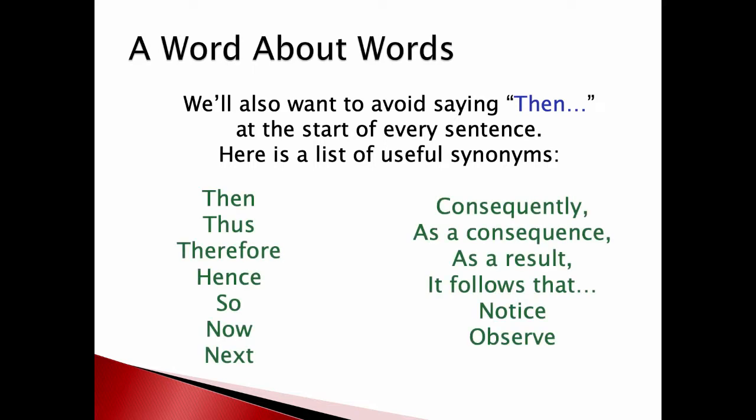So other words that mean the same as then help you write proofs that just sound better. Then, maybe thus, therefore, hence, so, now, next, and so on. I especially like consequently and as a consequence and as a result. That sounds really fancy. You can say it follows that n squared equals whatever the equations are, or notice that n squared equals 2k squared equals 4 times parentheses k squared parentheses, or observe. Those are all words that mean the same thing, and there's no magic to using any of them.